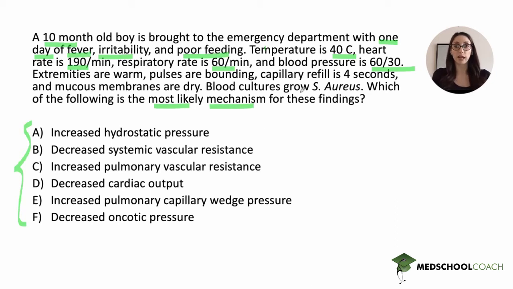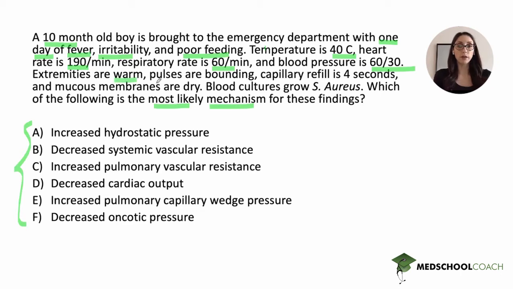If we look at our vital signs, obviously 40 degrees Celsius, we have a fever here. The heart rate is 190, which is greater than 160, so we have tachycardia. The respiratory rate is 60, which is above our limit of 50, so we have tachypnea, and the blood pressure is 60 over 30. We had used 72 as our lower limit of normal, so 60 is much lower than that. So this blood pressure is low. So let's keep reading.